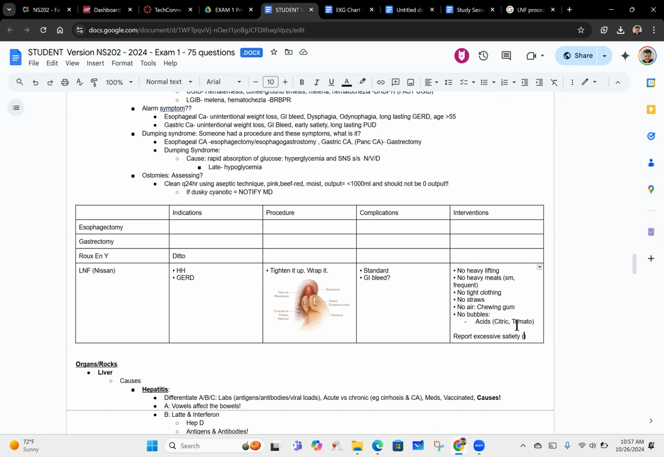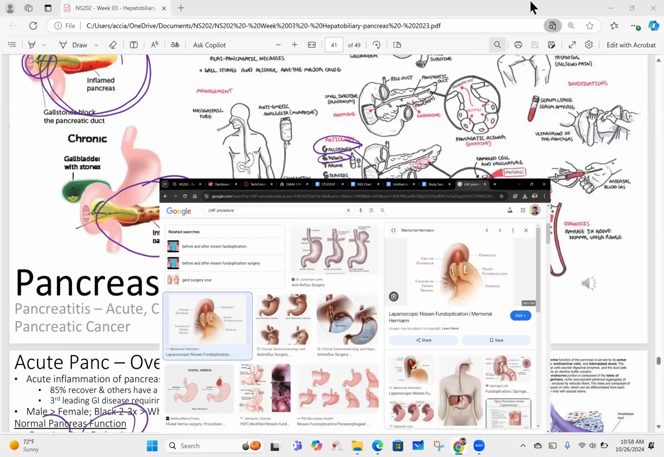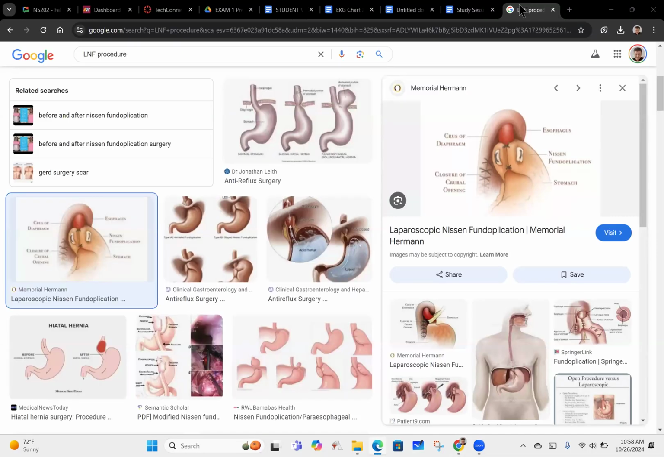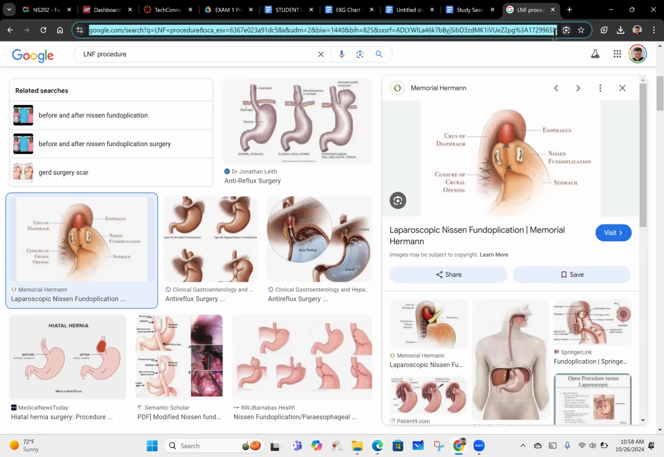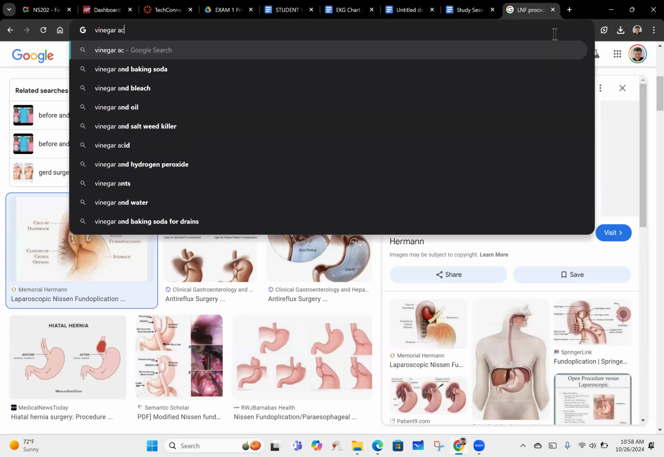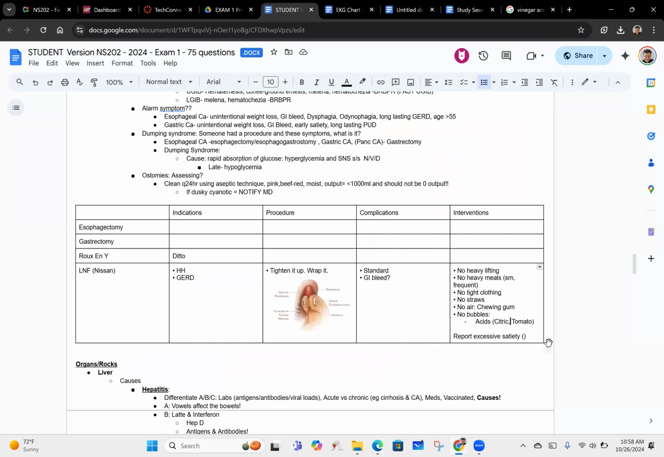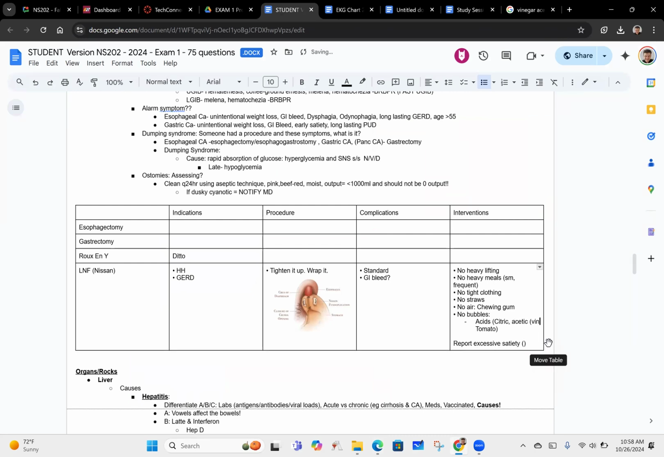Vinegar, so citrus, vinegar, and tomatoes. So vinegar is that acetic acid? What should I think of? Oops, I hit Alt D. All right, vinegar. Yeah, it's acetic acid, right? Yeah, so acetic acid was our vinegar. Citric, acetic, which is vinegar, and tomatoes.